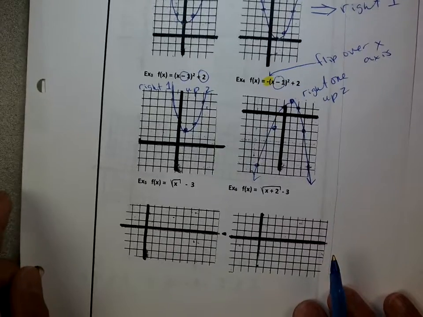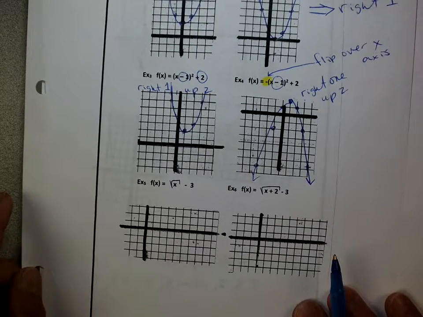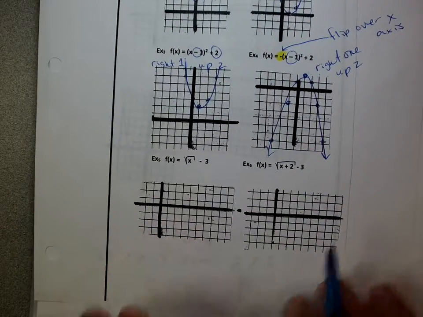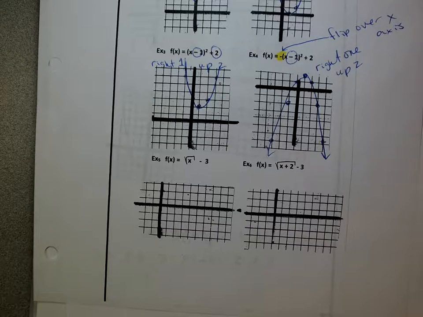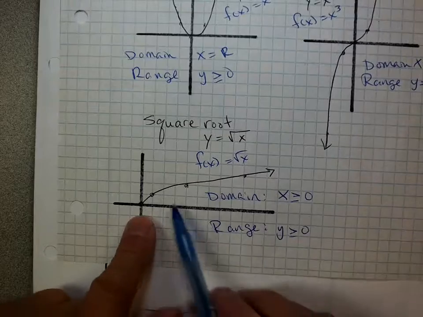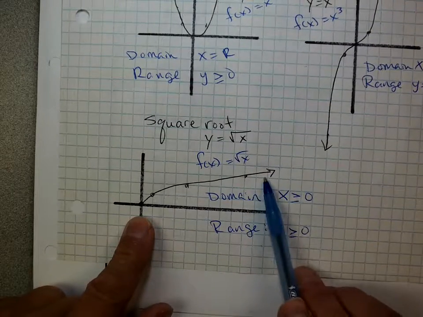Example 5. Am I going too fast, or am I okay? You guys ready for example 5? Square root of x minus 3. Let's see, what's the parent function look like? Okay, the parent function looks like this. Remember this parent function? Here's our square root of x graph.